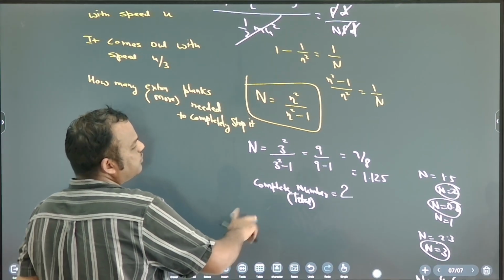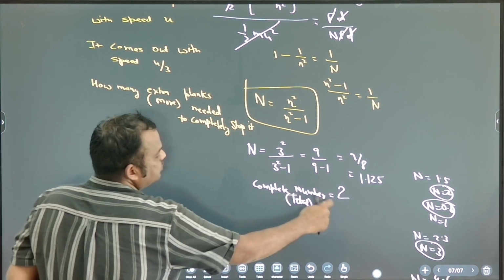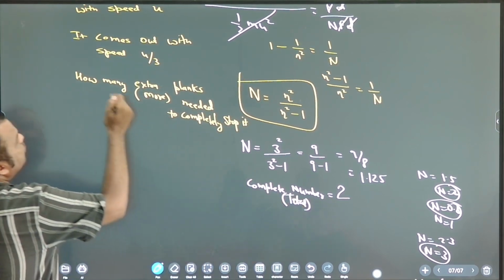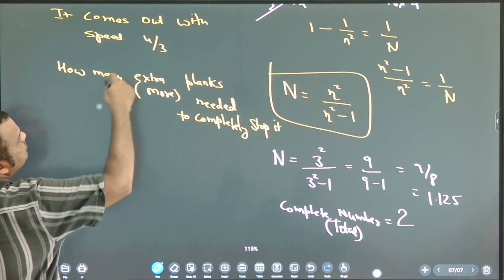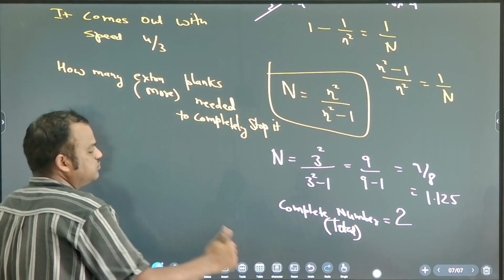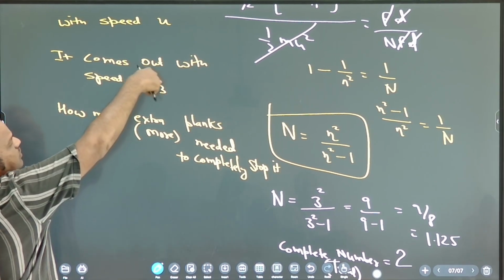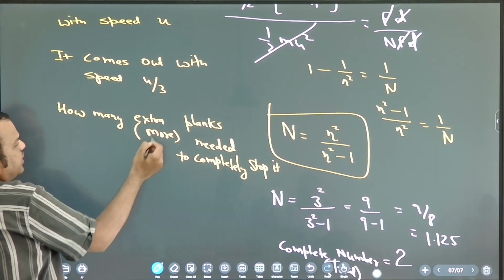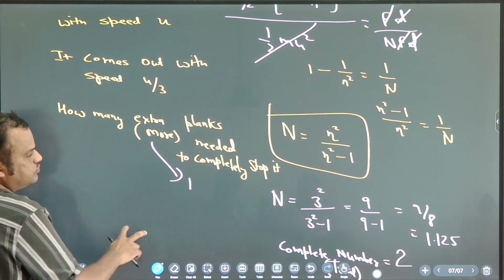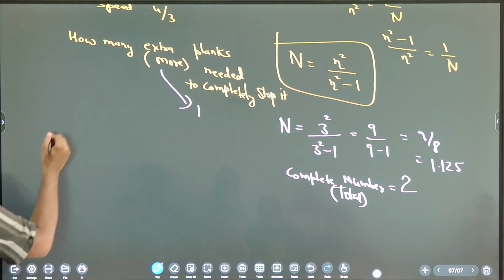So what n value are you getting? 1.125. So complete number 2. But what is the question asking? Extra. So how much extra? 1 is already there. This is the 1 plank. So extra plank needed is 1. Okay, solve this question.